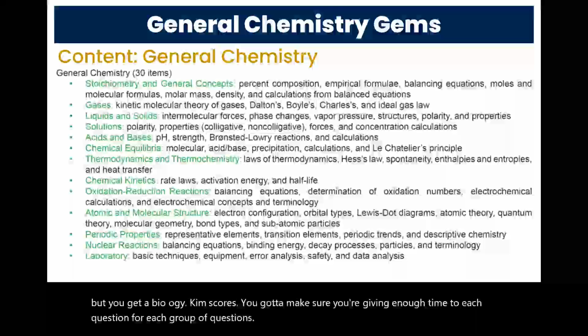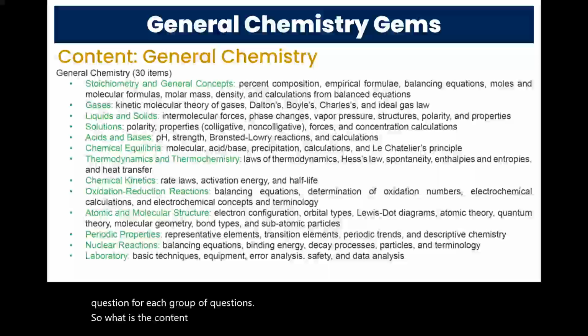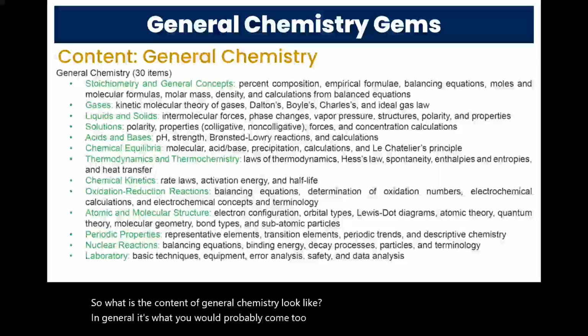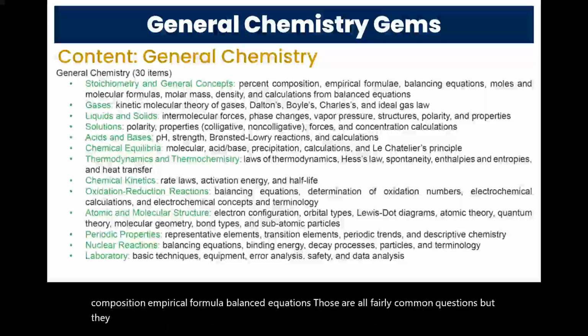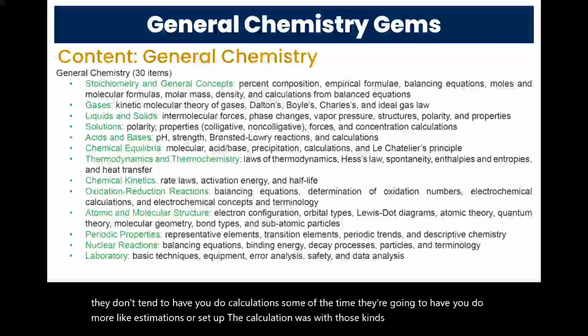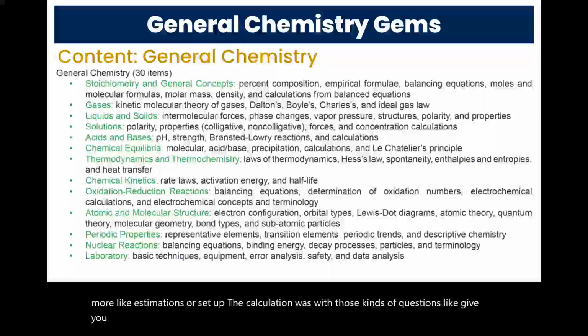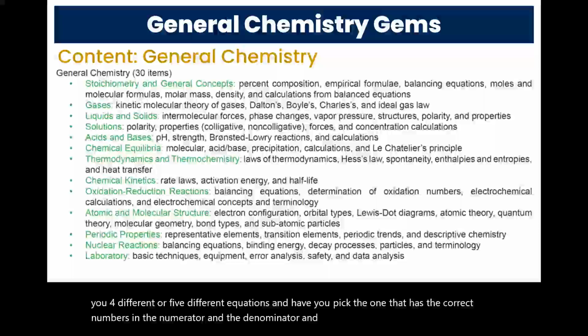So what does the content of general chemistry look like? In general, it's what you would probably come to expect. You're going to see percent composition, empirical formula, balancing equations. Those are all fairly common questions, but they don't tend to have you actually do calculations some of the time. They're going to have you do more like estimations or set up the calculation with those kinds of questions. They'll give you 4 or 5 different equations and have you pick the one that has the correct numbers in the numerator and the denominator and multiplied or added or whatever together.